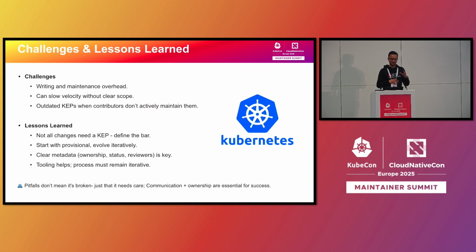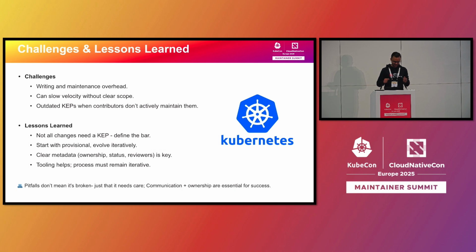We have learned that not every change that is going into your project is going to need a KEP. So we have given the liberty to the SIGs to define the threshold for their change to be classified as a KEP. And what we suggested is, start small, start with something that is provisional, and then you can evolve iteratively. And then having a clear metadata file like we have in a kep.yaml is very key, because those files you can use in external tooling like dashboards or any other tooling to see the view or the health of your project. And last point, all this tooling with GitHub or over Slack or the automation helps, but the process also needs to evolve as the project is growing.